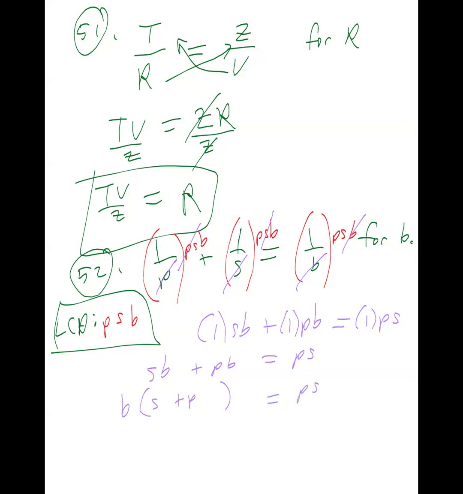And then what do we do? Divide by what's left. S plus P is equal to a number, and we just divide both sides by that number, S plus P. What will happen?